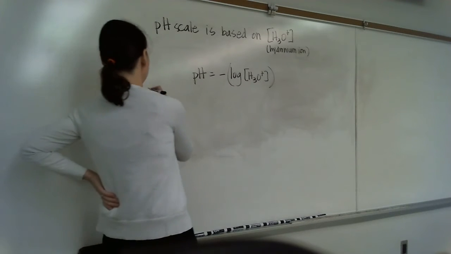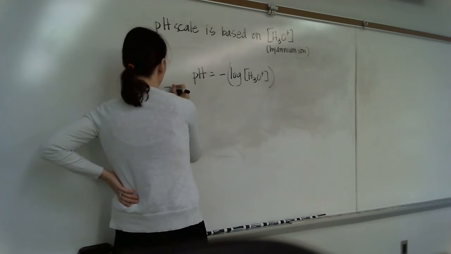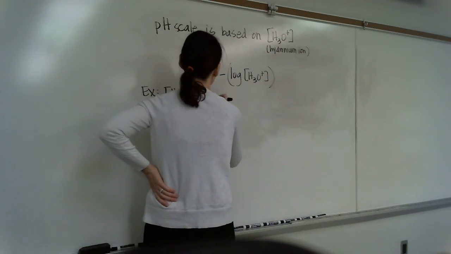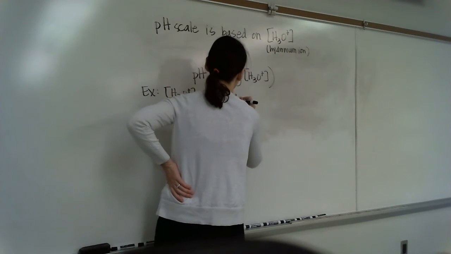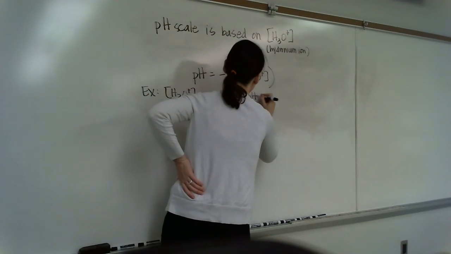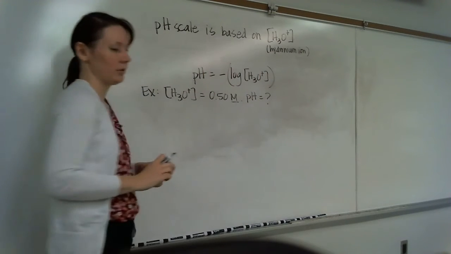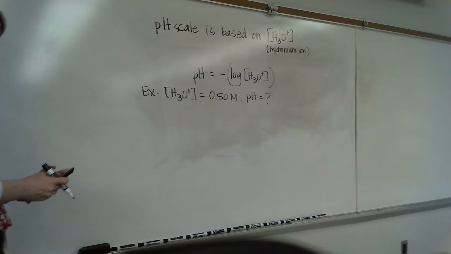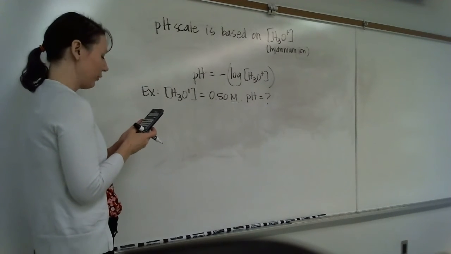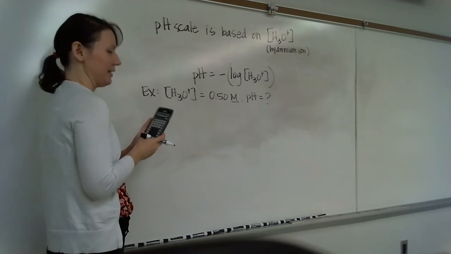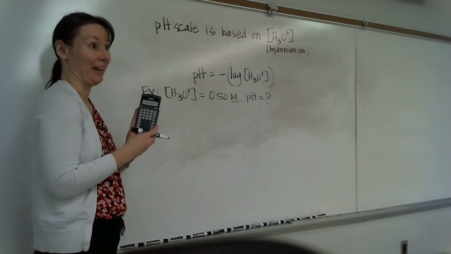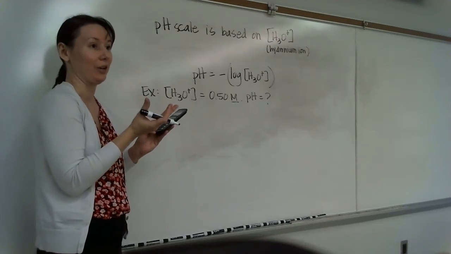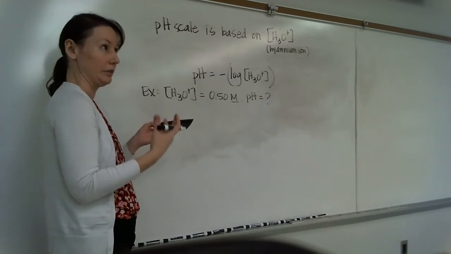So for example, the concentration of H3O plus is 0.50 molar. The pH would be what? So take your calculator. Now my calculator gets mad if you enter that negative sign. If I say negative log, it says error. So I just take the logarithm and then change the sign, because you're going to get a negative number anyway. A negative of a negative is a positive.